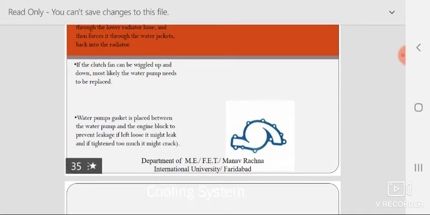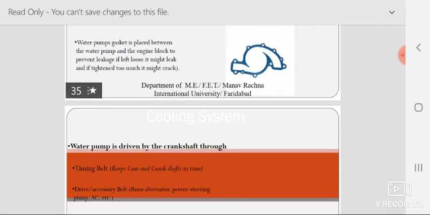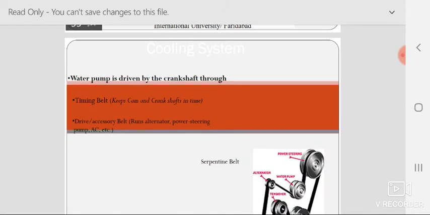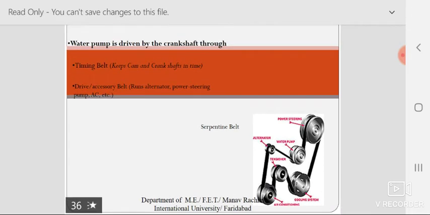Water pump gasket is placed between the water pump and the engine block to prevent leakage. Water pump and engine block are combined together. So there is a chance of leakage when two different parts are not bolted together. So that it is not loose and does not leak, a gasket is placed between, and then it is tightened with nut, bolt and screw. There's the gasket. Water pump is driven by a crankshaft.